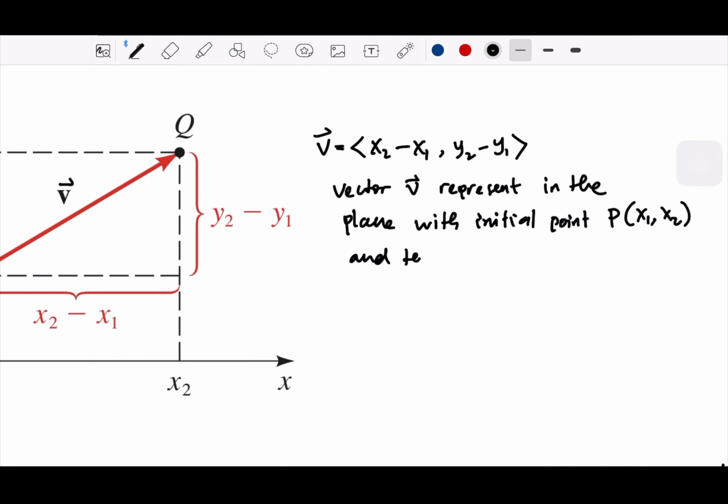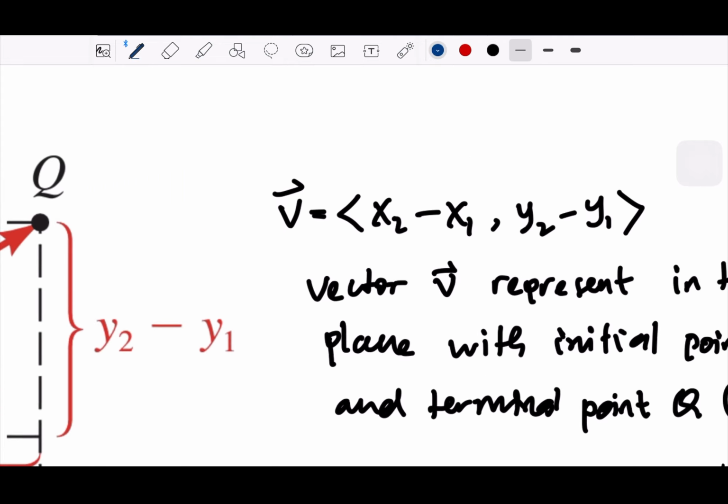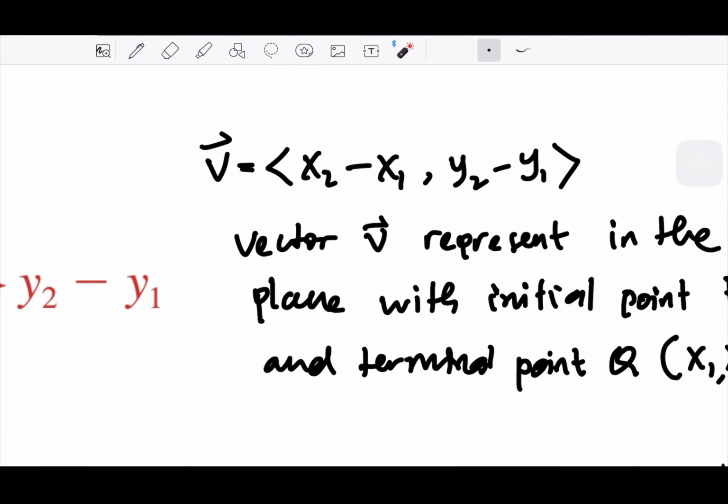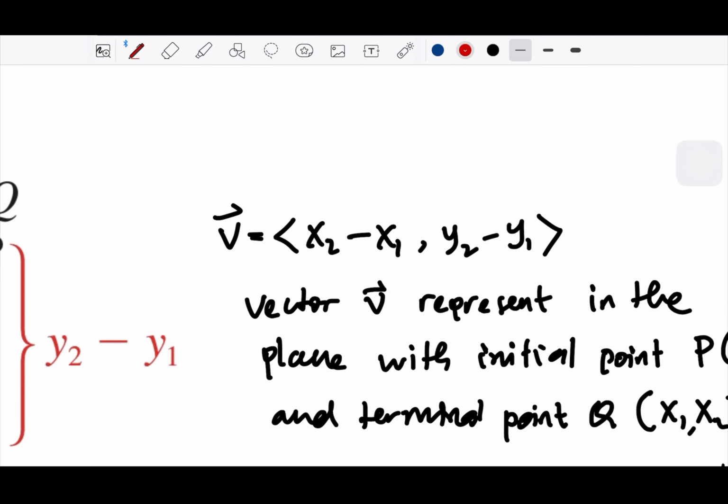And terminal point Q. Okay, so you need to focus on these brackets. These brackets are used when we are dealing with vectors. In general, we can describe vectors in two dimensions. We can write this as this.